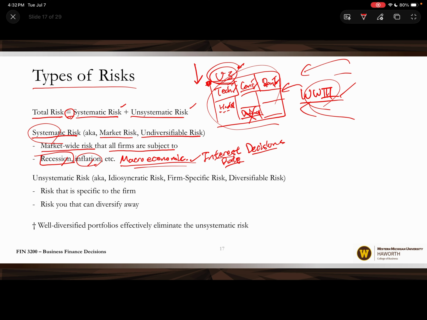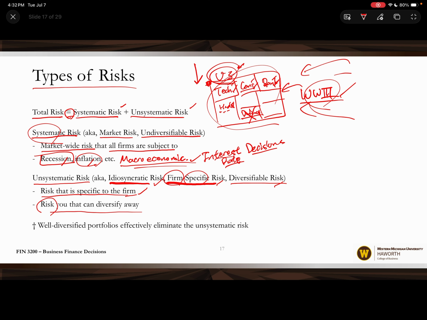And unsystematic risk is called the idiosyncratic risk, or firm-specific risk, or diversifiable risk. As the names suggest, you need to know all these names for the exams. I'll use one of them, and you need to answer the questions. As the name suggests, these are firm-specific risks. This is the risk that is specific to the firms, and that's also the risk that you can diversify away.